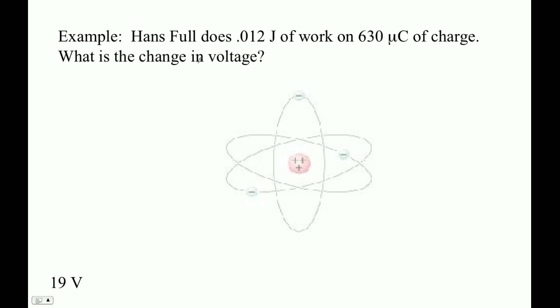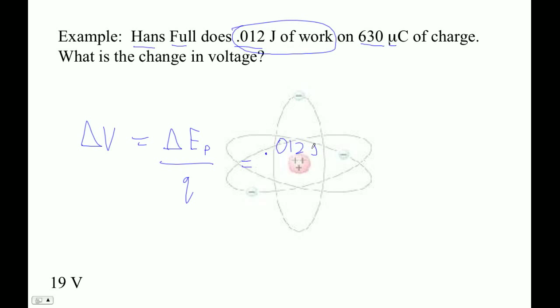Okay, so let's do this one. Hans Full does 0.012 joules of work on 630 microcoulombs of charge. What's the change in voltage? Well, change in voltage is change in potential energy divided by charge. So the change in potential energy must be the work that we did, 0.012 joules. And then the charge is 630 E minus 6 coulombs, times 10 to the minus 6, right?